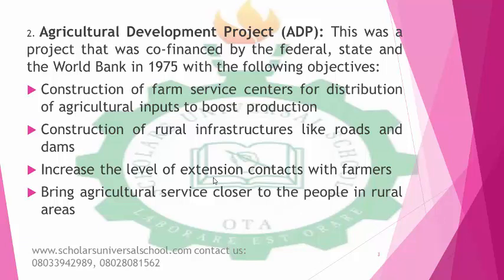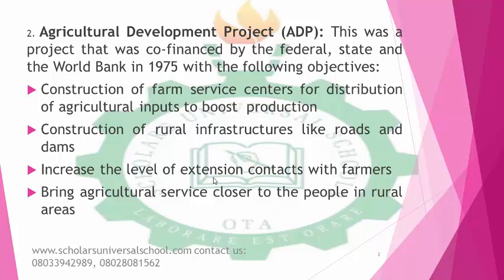Another objective under this policy was to increase the level of extension contact with farmers, making sure that there's contact between the farmers and the government, ensuring that the needs of the farmers are well taken care of by the government, so that when there's a proper means of communication between the government and the farmers, they will be able to relay their challenges to the government, and the government will look for a way to tackle such challenges. And the fourth objective under this policy is bringing agricultural services closer to the people in rural areas.